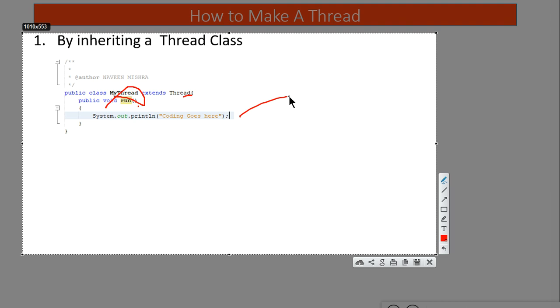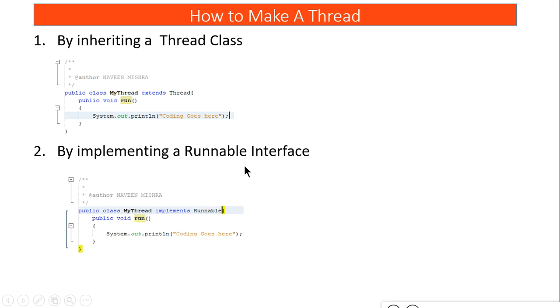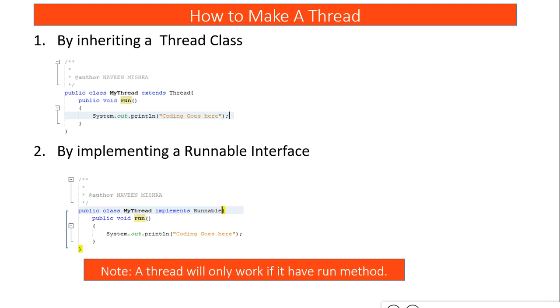In the same way, the applet will also work. If you want to create your own applet, then you must inherit the Applet class. So this is a general idea of how to implement your own thread, your own exception, or your own applets. Now, the other way is to implement the Runnable interface. Everything is the same, but I have changed extends Thread to implements Runnable. Both methods will work, and there is not much difference between these two. You can use any one of them, but a thread will only work if you have a run method.